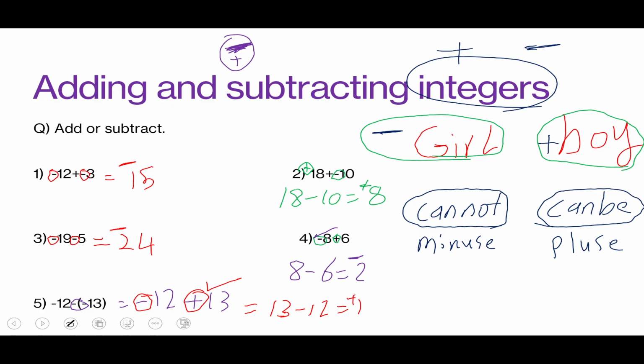So remember, for multiplying and dividing integers, we draw the face. For adding and subtracting, remember this one: the girl and the boy can be friends, if they can be friends, plus them; if they cannot be, minus them. But remember, when they cannot be friends, who is going to be the winner, or let's say who is stronger?